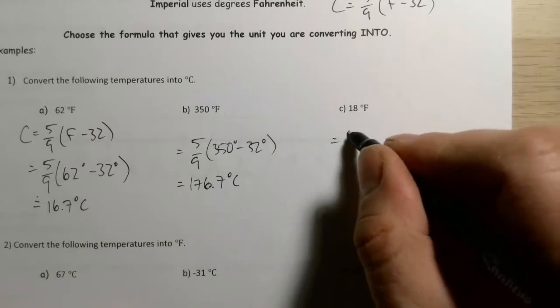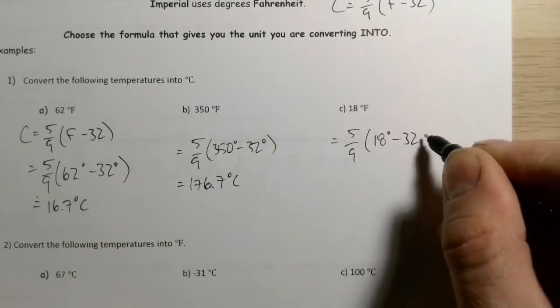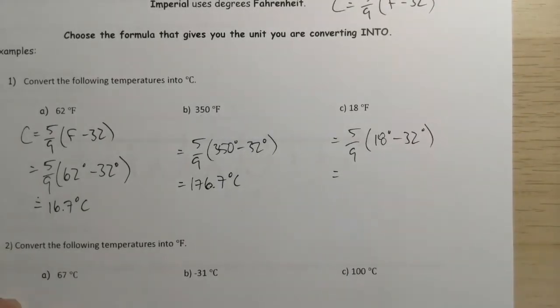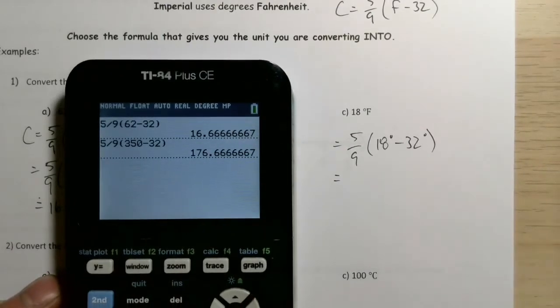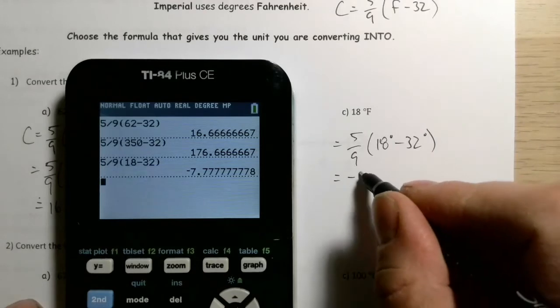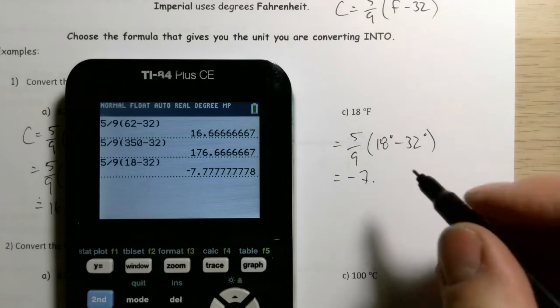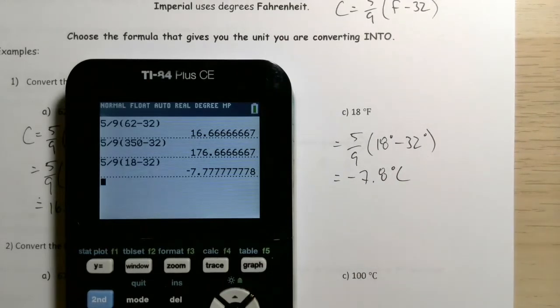And then finally over here, this will be 5/9 of 18 degrees minus 32 degrees. Take a quick look at this one. Notice that in this case, the 18 minus the 32 is going to give us a negative number, because we're subtracting a larger number from a smaller number. But that's okay. We know that you can get temperatures that drop below zero on both scales. So negative 7.8 degrees Celsius.